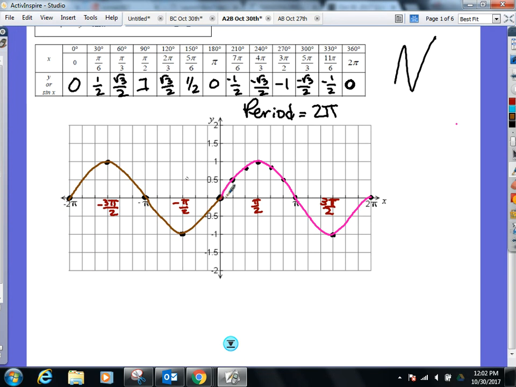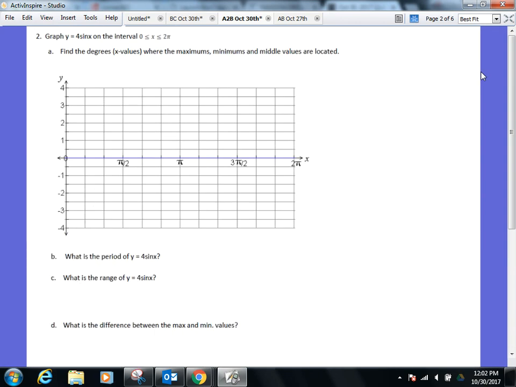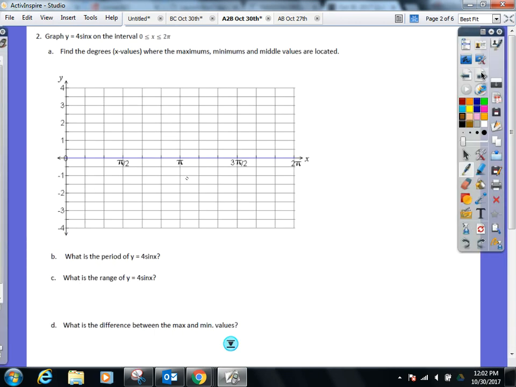Questions about what the sine curve looks like, because now you're going to take over and I'm going to get two of you up at the board. Questions? All right, so that's what sine was equal to. What about if I change it now? What if I put a 4 in front? How does that affect my sine graph if I put a 4 in front?